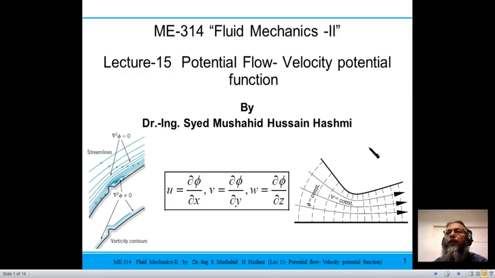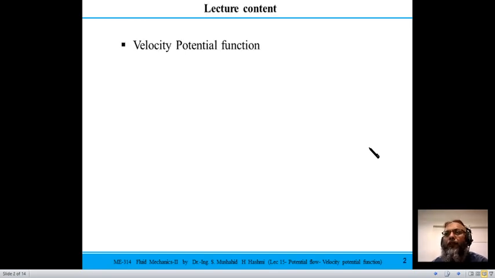Today, formally, the lecture content goes as follows. First we will define this velocity potential function, just as we have done for the stream function. Then we will talk about what we call potential flow, which is an idealized flow that has certain features, and that flow is called potential flow.